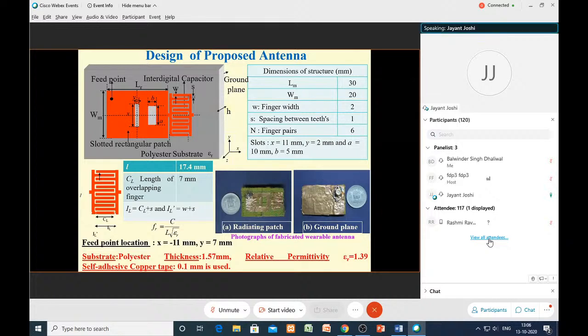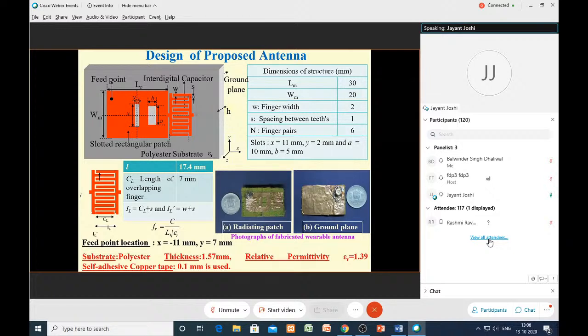Okay, now here you can modify this geometry. You can go for a number of interdigital capacitors on four sides. You just check the effects and verify the results. So these are there, and the interdigital capacitor gives you a particular value of capacitance.